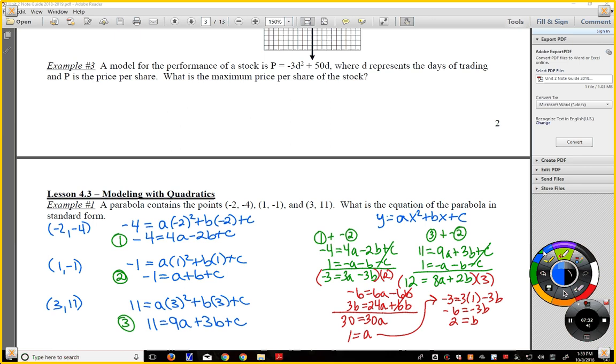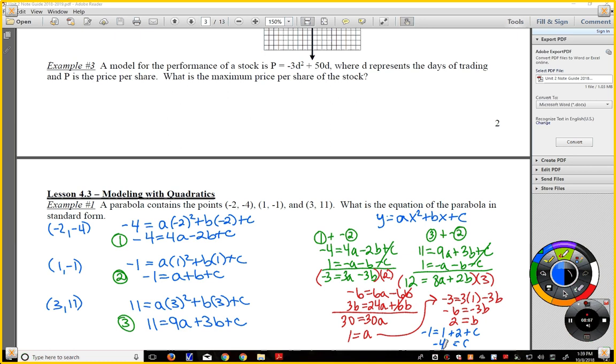And then finally, I do want to keep plugging in to find c. I'm going to take this second equation right here. Okay? And so I'm going to have negative 1 equals a plus b plus c. Okay? And then I'll find that out. Yeah, Aubrey. I multiplied 12 times 3. That's from this equation right here. Is that okay? So I have an a of 1, a b of 2, a c of negative 4.